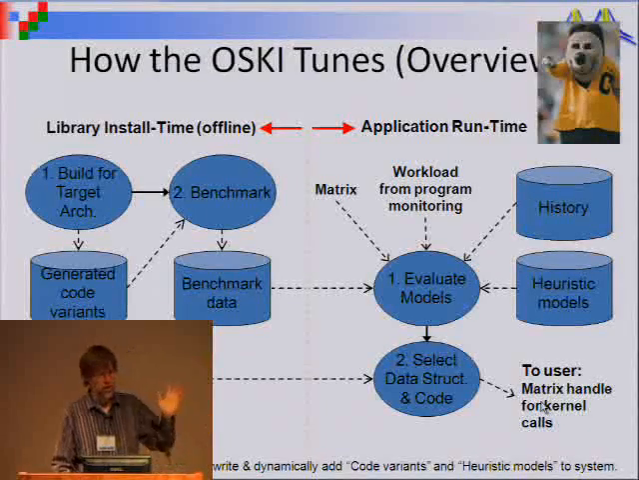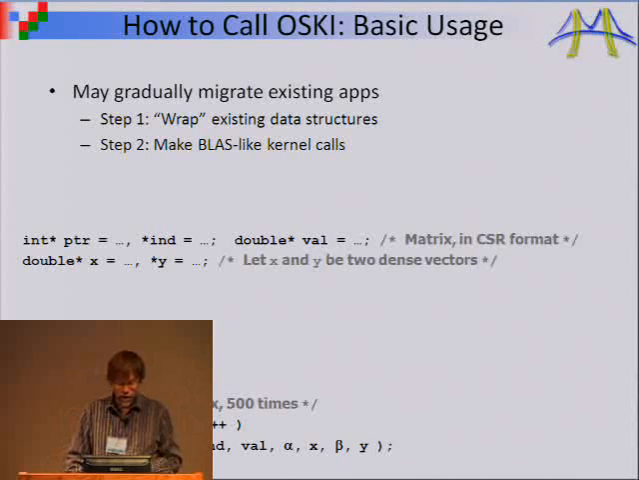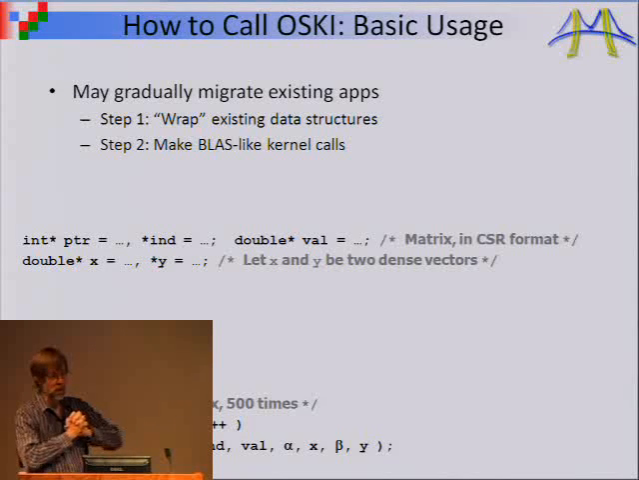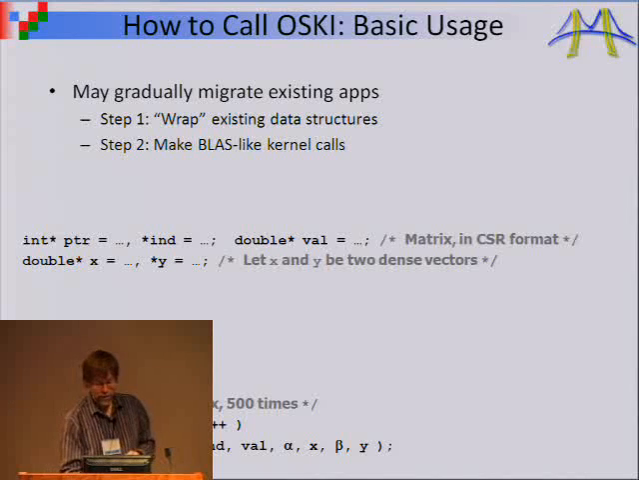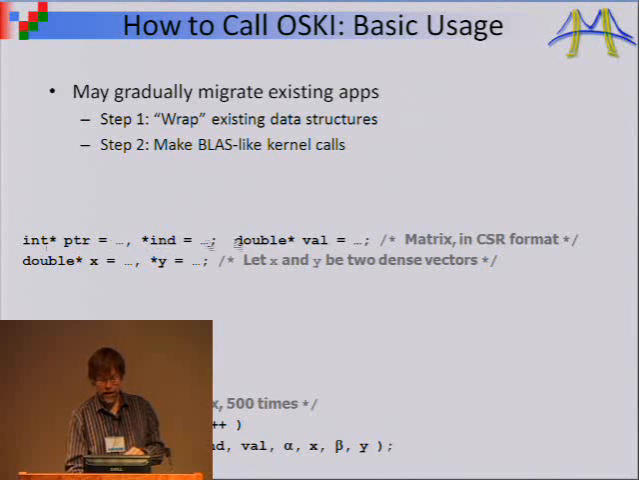So let me give you some samples of code of how it works. Let's suppose this is your vanilla code you're starting with, written in C, and I'll say how you would gradually change it to use OSCI. So you declare your matrix. There's the array of pointer, indices, and values, and you've got to fill those in.